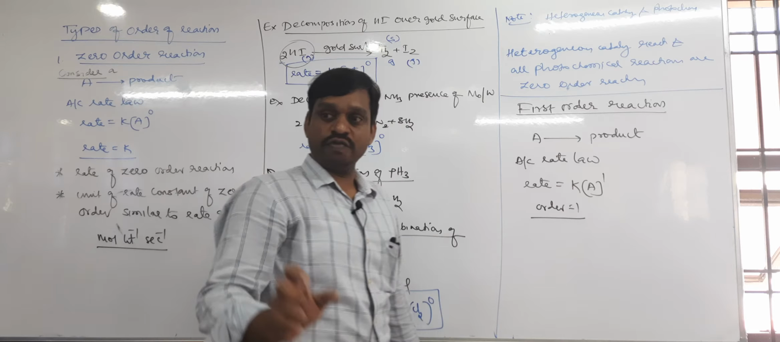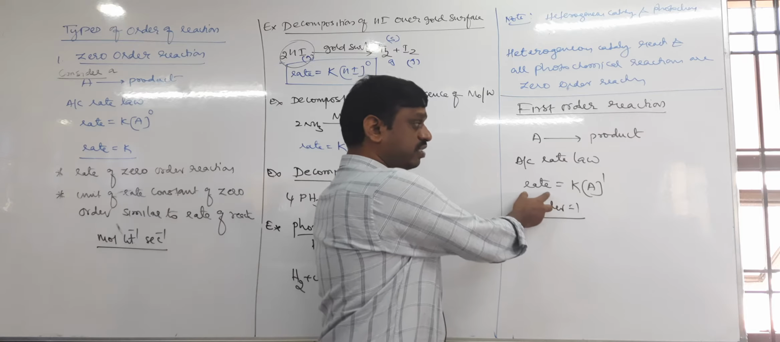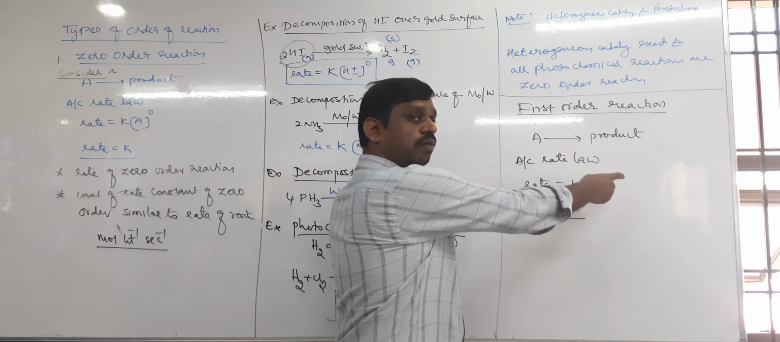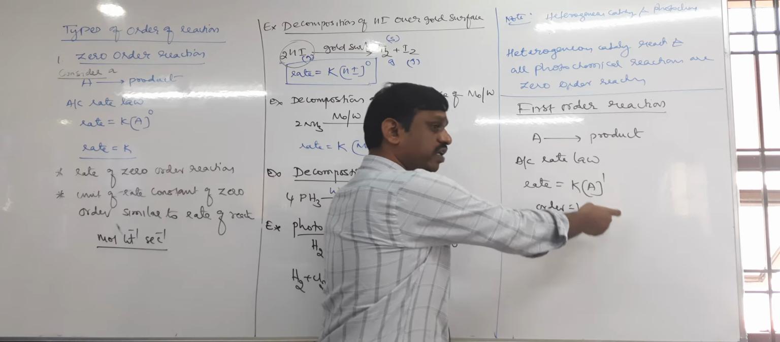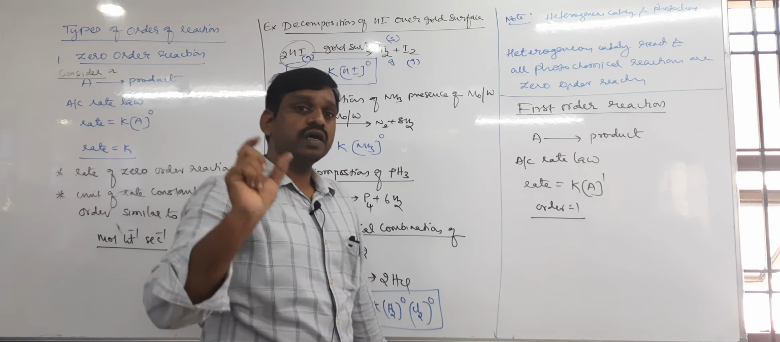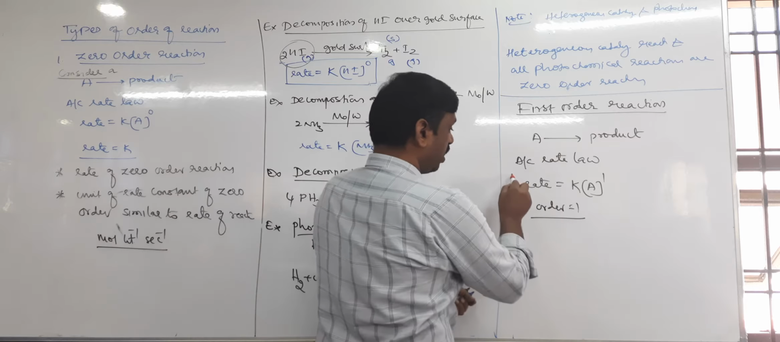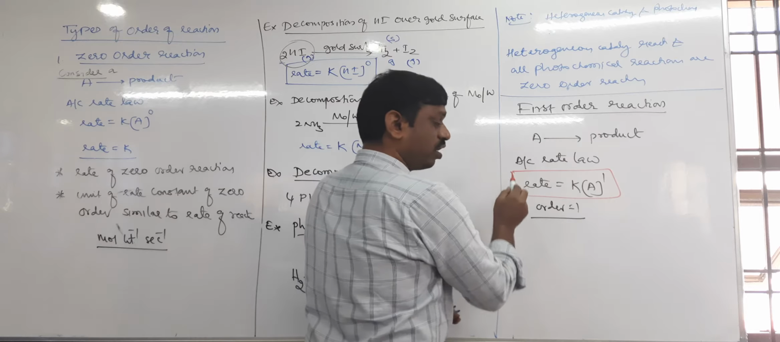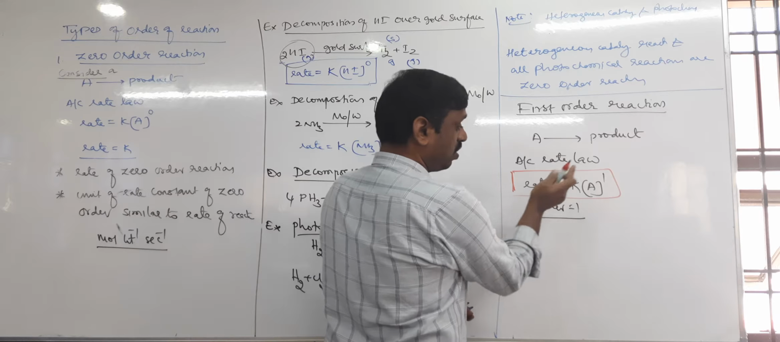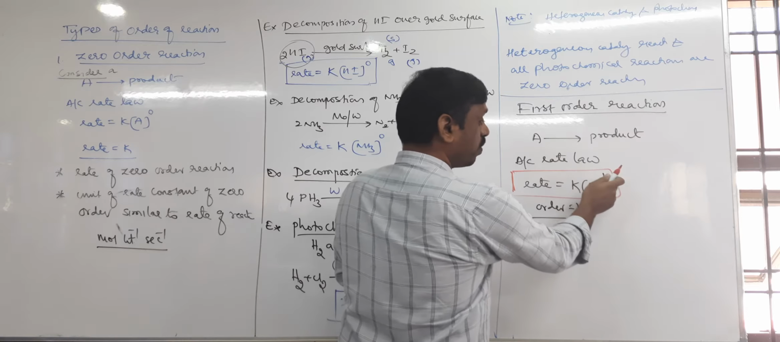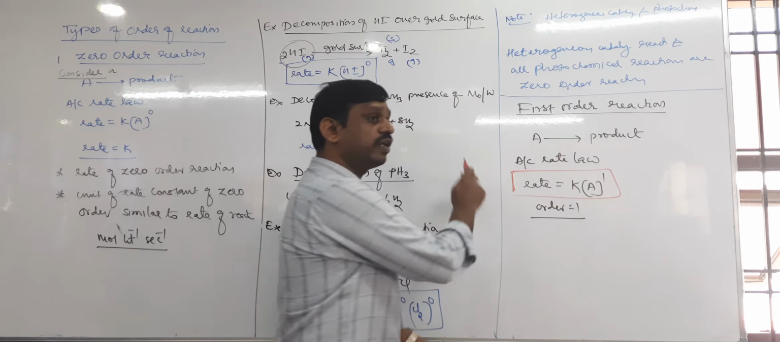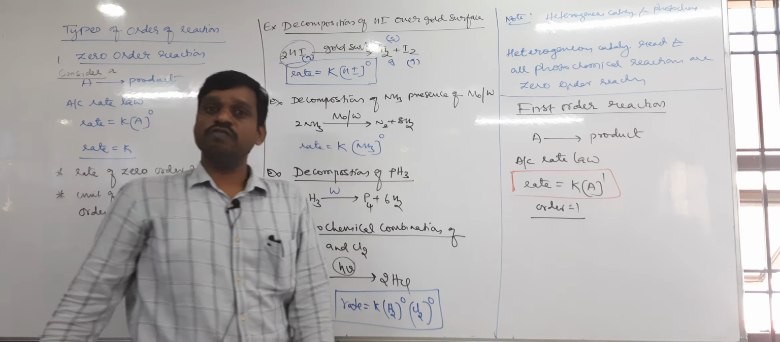It means, what is the definition of first order reaction? The reaction in which the rate of the chemical reaction is directly proportional to the first power of the molar concentrations of the reactant in the experimentally determined rate equation. This must be an experimentally determined rate equation. Therefore, the reaction in which the rate of chemical reaction is directly proportional to the first power of the molar concentrations of reactant in the experimentally determined rate equation is called first order reaction.